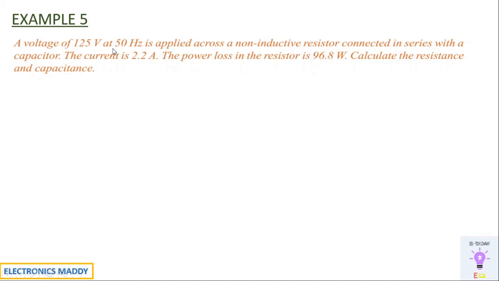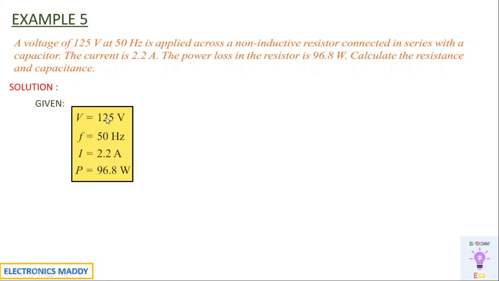Right at the first line, they have indicated what type of circuit it is. The current is 2.2 amps. The power loss in the resistor is also given, that is 96.8 watt. Calculate the resistance and capacitance. So two things that we have to find out: the resistance and capacitance. What are the given data? V is given as 125 volt, the supply frequency is 50 hertz, I is equal to 2.2 amps. The power loss in the circuit, that is nothing but the active power consumed in the circuit, is 96.8 watt.